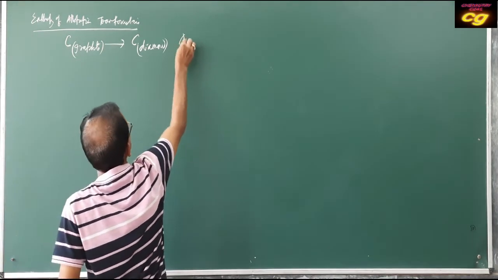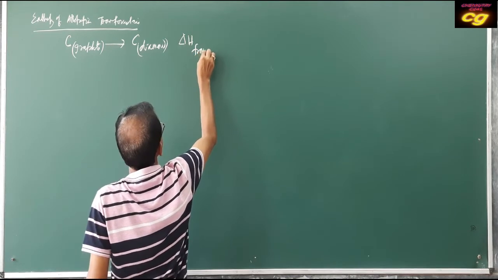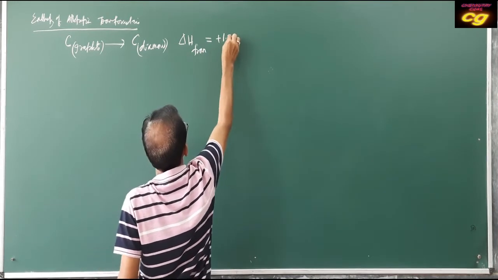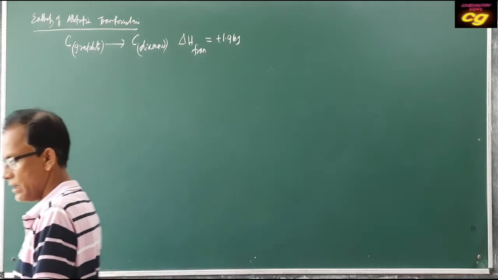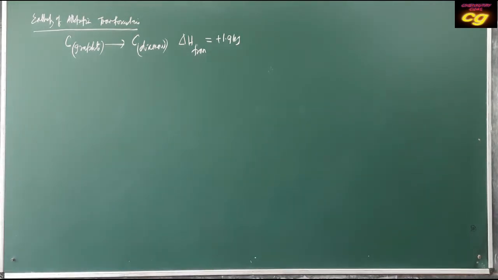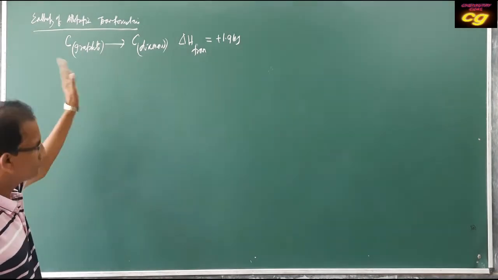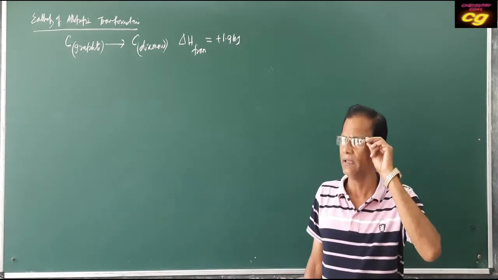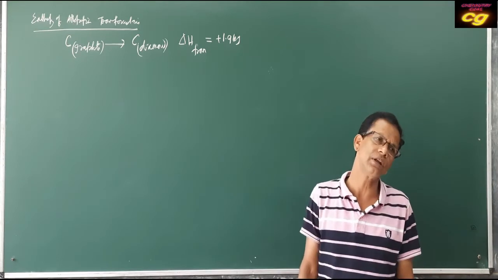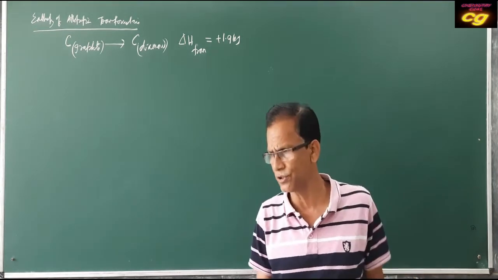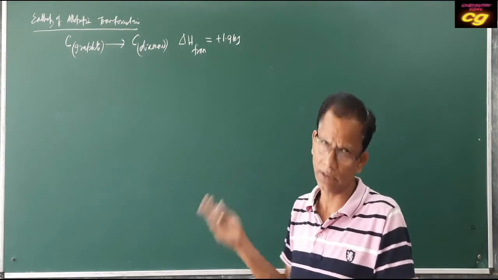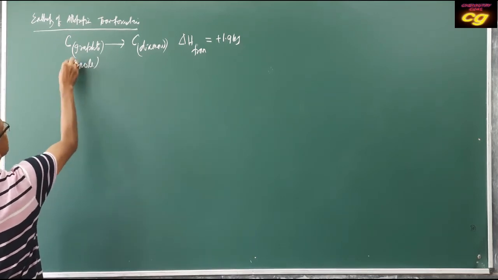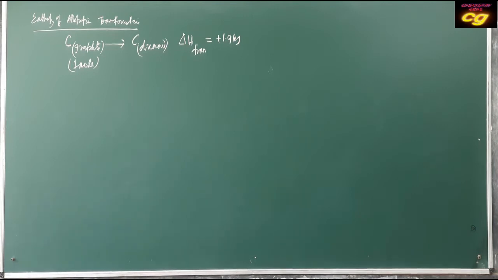Here delta H transition for this reaction is equal to plus 1.9 kilojoules. So enthalpy of transition or enthalpy of allotropic modification is what? To convert 1 mole of one allotropic form to another, how much heat change takes place? That is called enthalpy of allotropic transformation or enthalpy of transition. Here you have to take 1 mole of graphite.